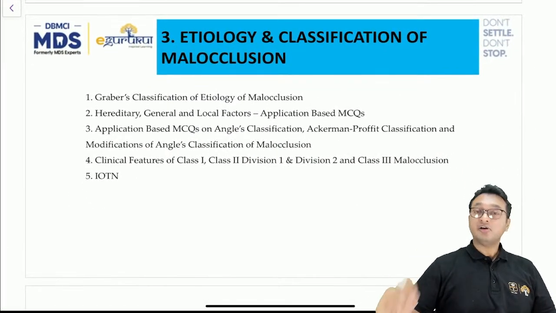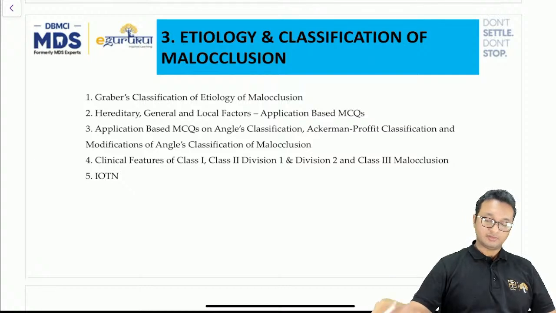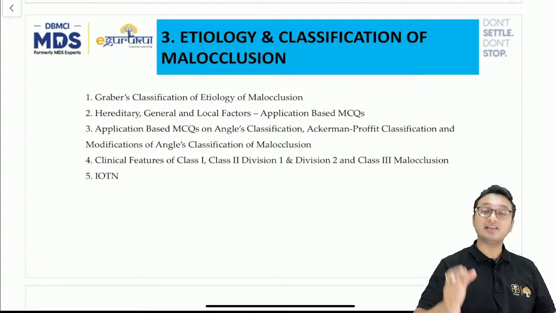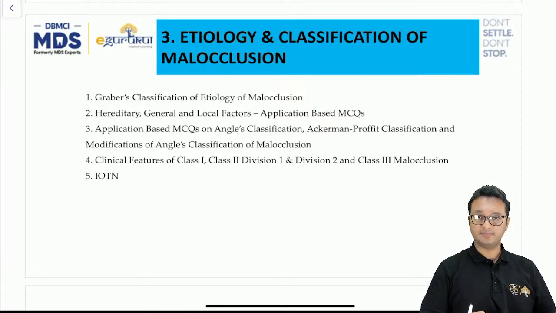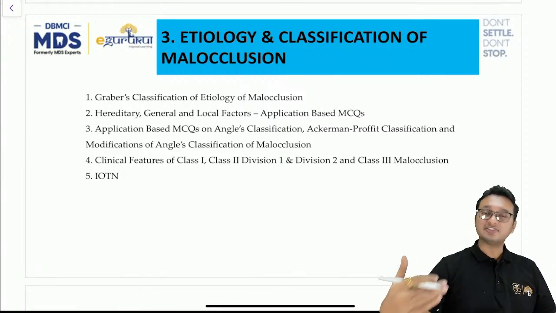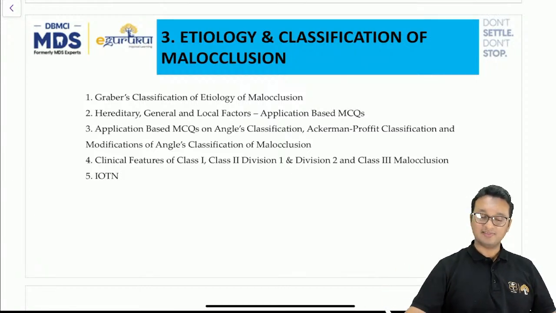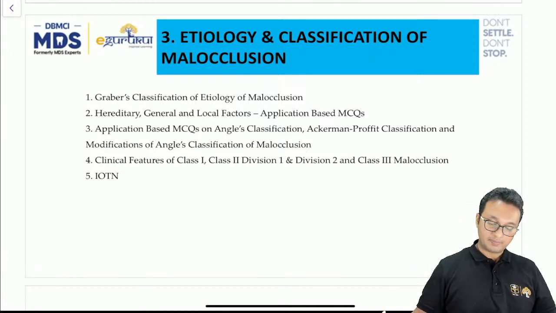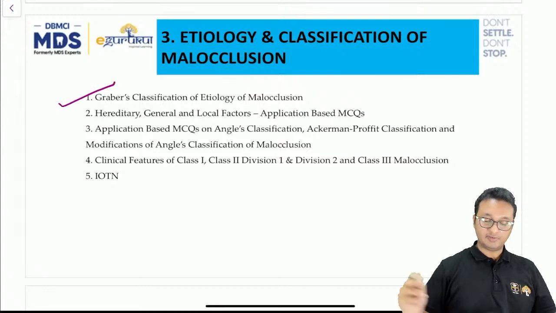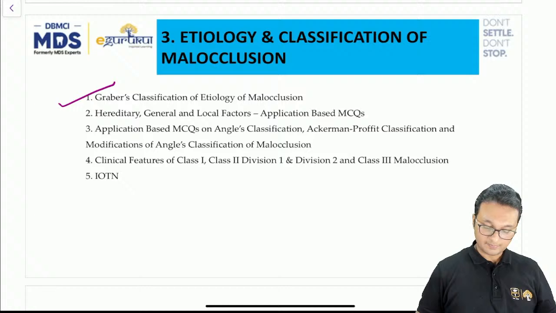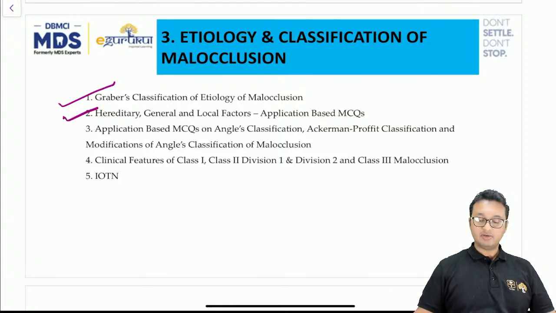Next, etiology and classification of malocclusion. These topics fall under the theoretical concepts of orthodontic treatment. But as we go further and things start to become more interesting, we'll be talking about certain clinical topics also. In this particular chapter, you'll be asked about the classification of etiology of malocclusion and related application-based questions, hereditary, general and local factors, again application-based questions.